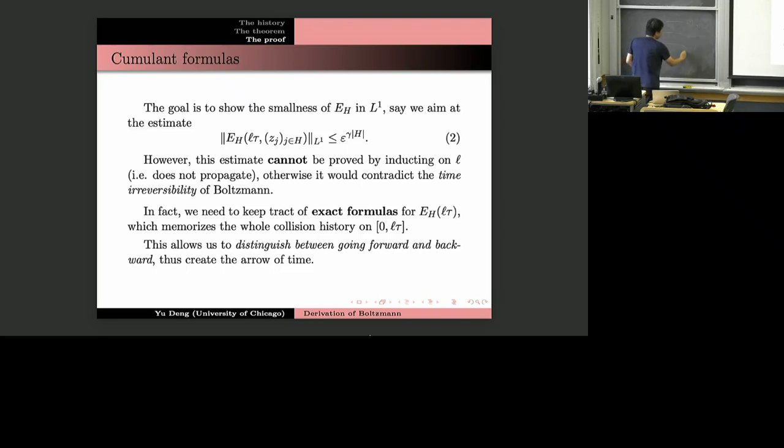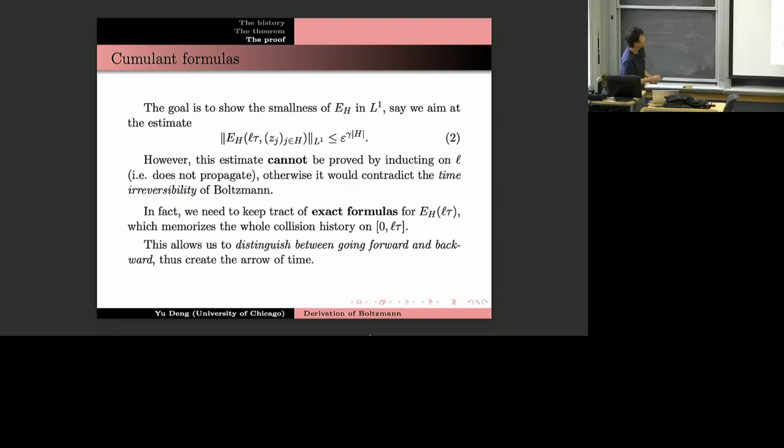The reason we're getting a different result is because the distribution, the law, these statistics at time tau distinguish going forward from going backward. And this means that whatever information we have for EH must be anti-symmetric in time. They must not be symmetric. And the L1 norm or any LP norms will be symmetric in time, and then you'll not be able to propagate this because of this time irreversibility of Boltzmann.